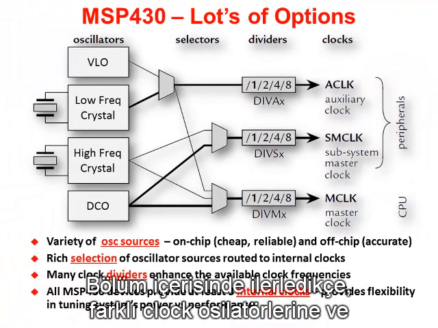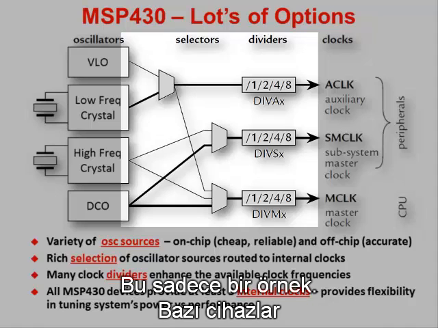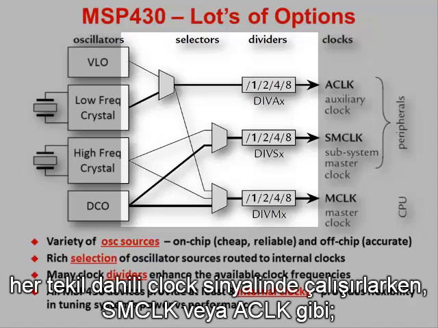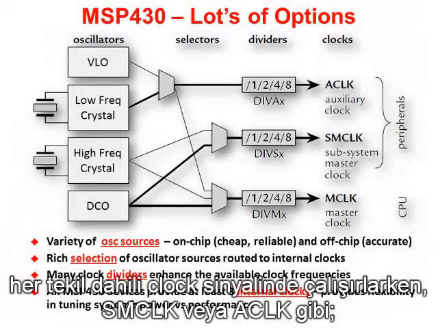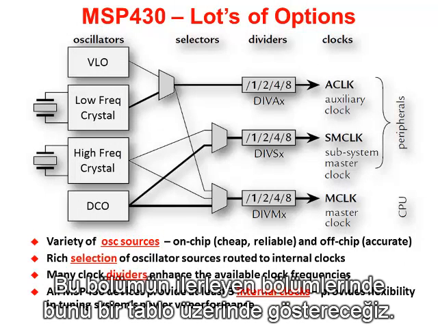As we go through this section, we're going to look at the different clocks, oscillators, and touch on the selectors and dividers as well. This is just one example. Some devices let every clock oscillator go to every single internal clock, A clock, SM clock, or M clock, while other devices aren't quite so orthogonal. We'll summarize that in some tables as we go through this chapter.